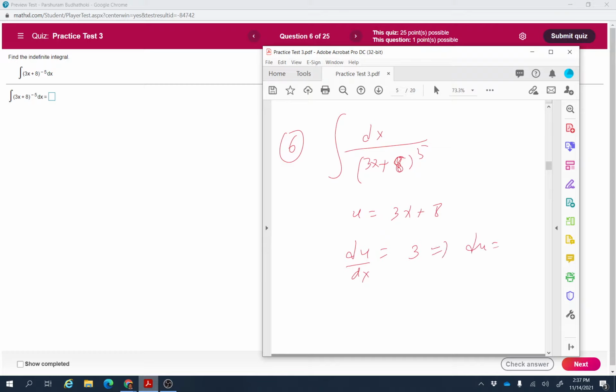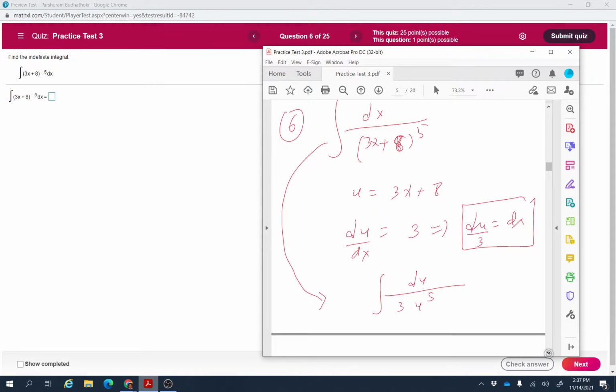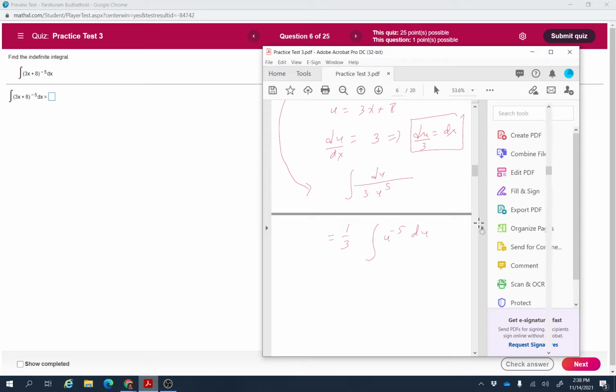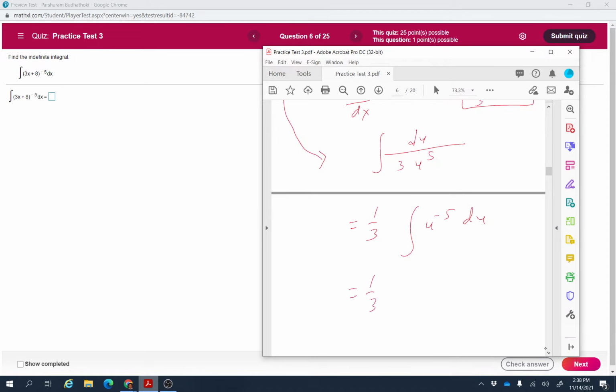So du over 3 equals dx. By doing that, this problem can now be converted into, just replace this dx by du over 3, and then this one is u to the power 5. So look here, the problem went from a complicated looking problem to a simple looking problem. So we can bring this 3 outside, so it is 1 over 3, and now we can use the general power rule for the integration. So that will be 1/3 u to the power 6 over 6 plus constant.